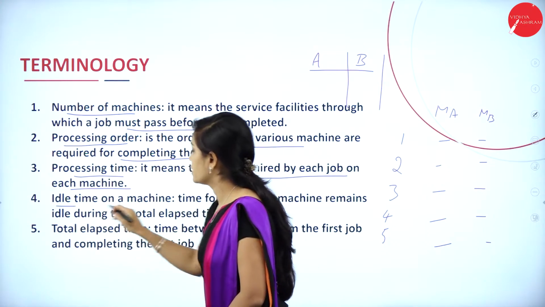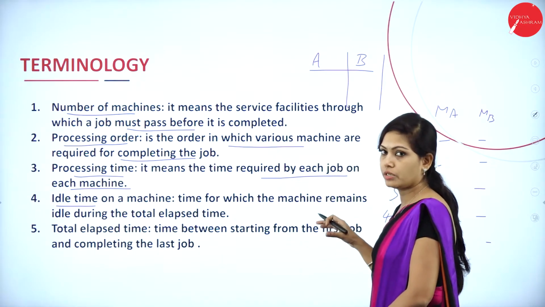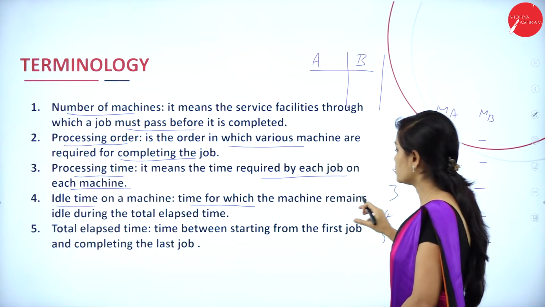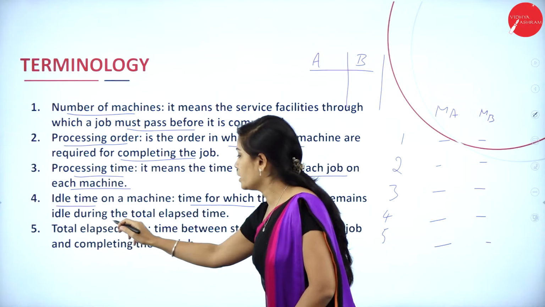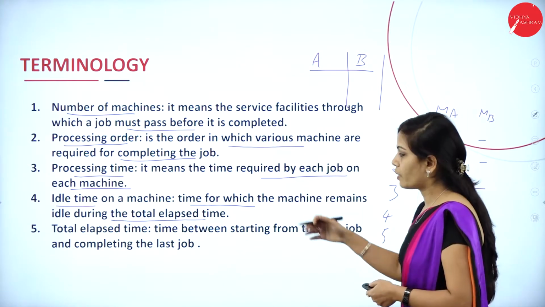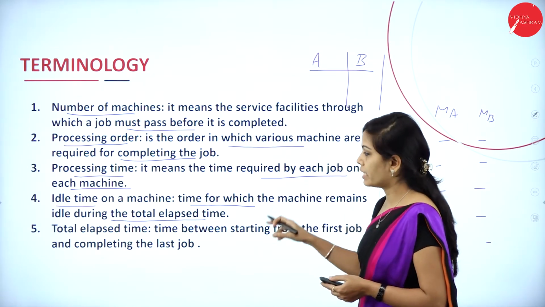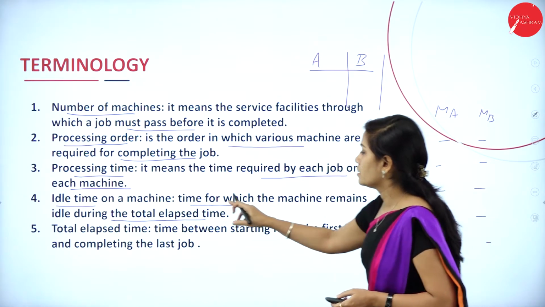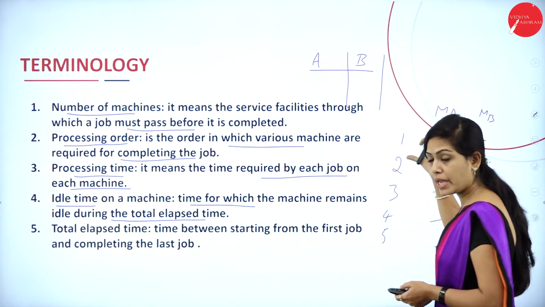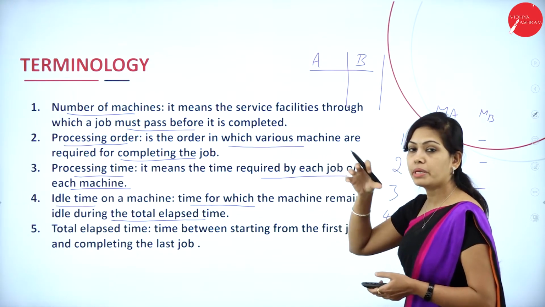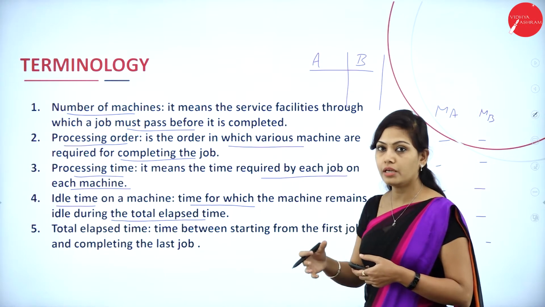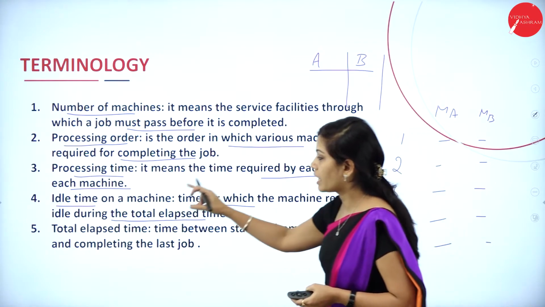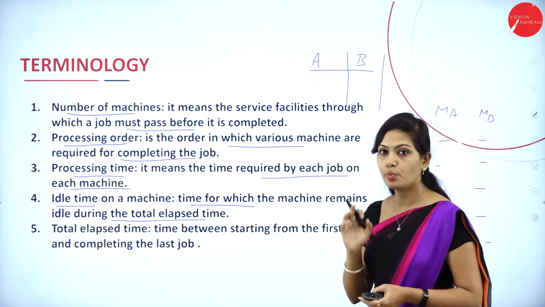And idle time. Idle time on a machine means the time for which the machine remains idle during the total elapsed time. While doing the problems, I will explain it with an example for idle time and elapsed time. Idle time means the time for which the machine remains idle, that is, it is not working. So that is called wasting time of each job. Idle time means waste time.